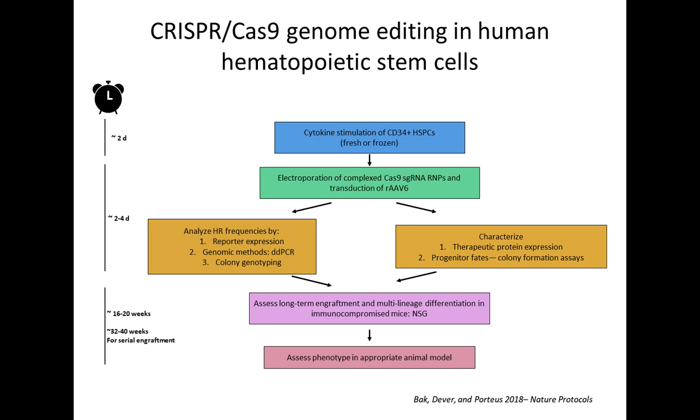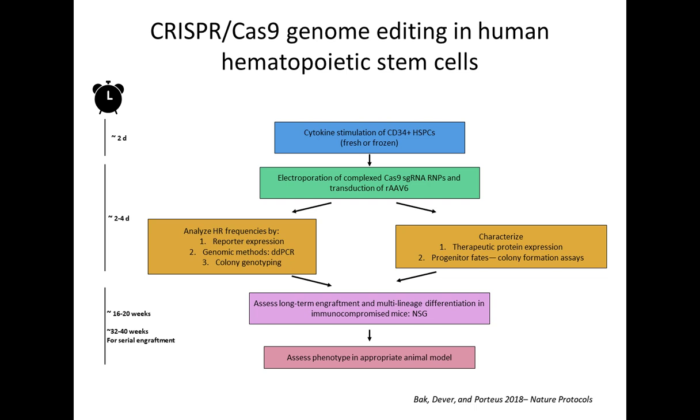After some time for expression of the therapeutic protein, what you want to do is analyze the HDR efficiencies, or other reporter expression, if that's what you have. We're using genomic methods. We'll discuss droplet digital PCR for this. You also want to characterize protein expression, and this is also a good time to analyze the effects of modifications, such as effects on clonogenicity or progenitor differentiation, using colony formation assays in HSPCs.